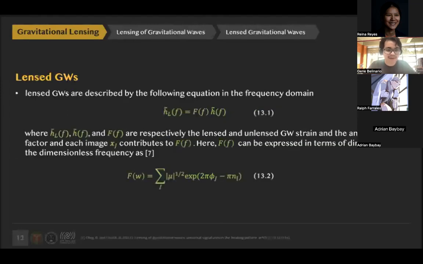Now, here we transition to lensed gravitational waves. The most basic equation describing lensed gravitational waves is given by equation 10.3, wherein your lensed strain in the frequency domain is simply your unlensed strain multiplied by an amplification factor F of f. Here, F of f can be expressed again in terms of dimensionless variables as shown in equation 13.2.